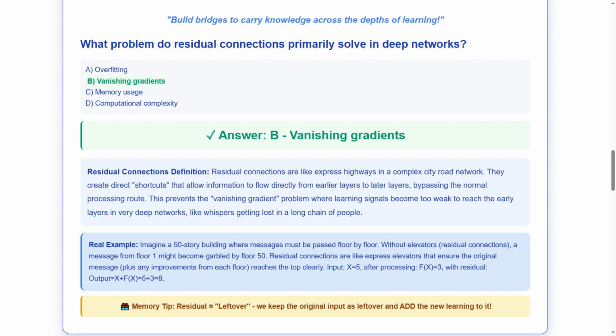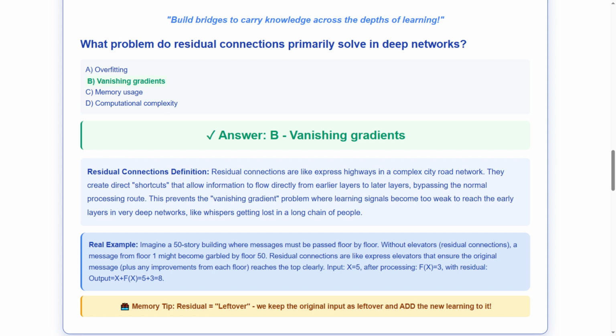What problem do residual connections primarily solve in deep networks? The options are A. Overfitting, B. Vanishing gradients, C. Memory usage, or D. Computational complexity. The correct answer is B.